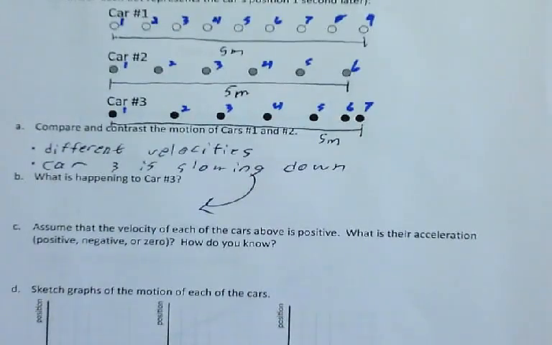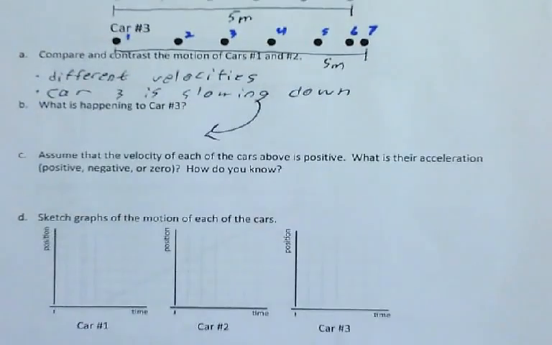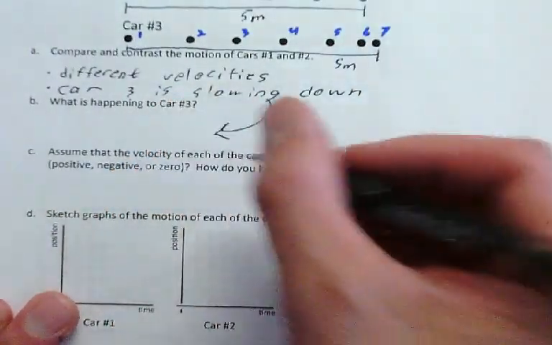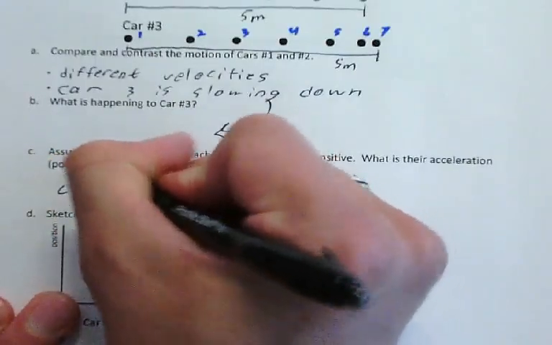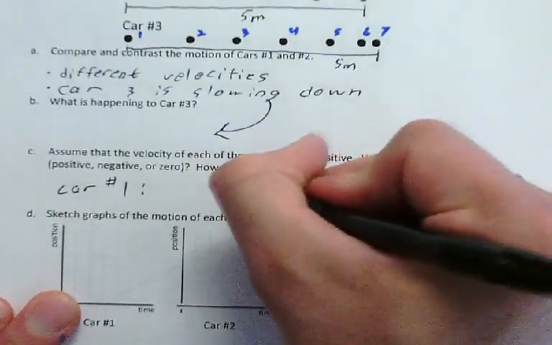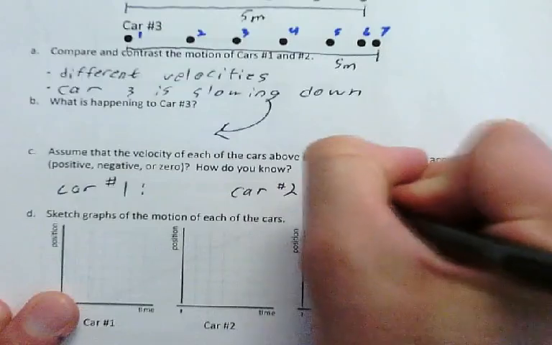Okay, here we get to the tricky one. Assume that the velocity of each car is positive. What is their acceleration? I'm not looking for what the car is doing. I'm looking for the direction of the acceleration. And your options are positive, negative, or 0.